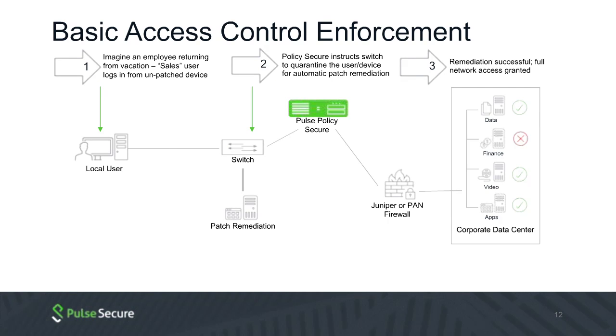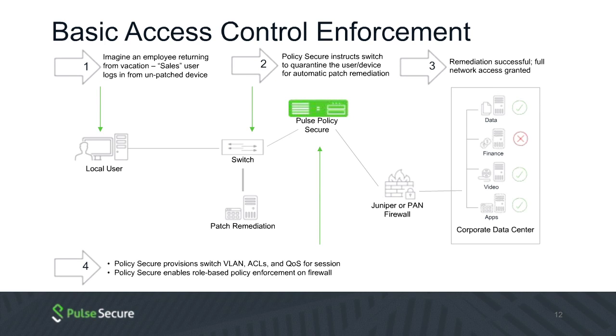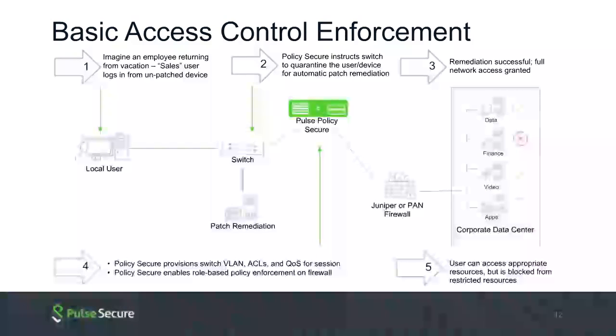Now I've got full network access, and Policy Secure can instruct the switch to put me into a production VLAN, to apply whatever other attributes like filters or QoS are appropriate, and can also provision role-based access through the firewall. So the end result is that I can access the appropriate resources, but I'm still blocked from accessing resources that aren't authorized for my role, the state of my endpoint, etc.